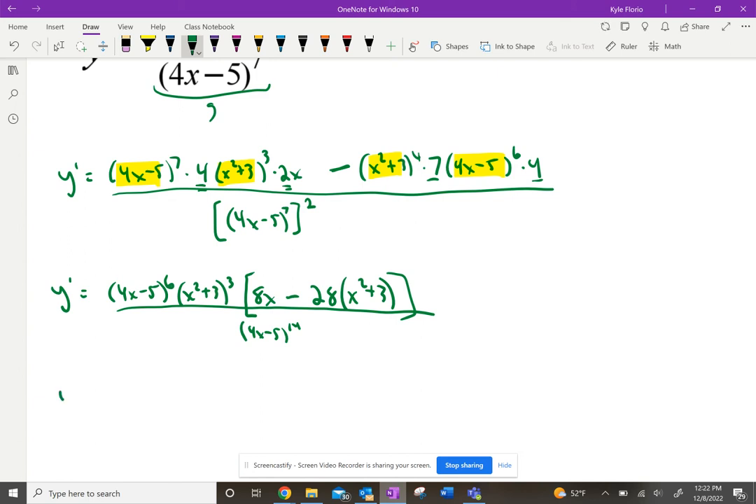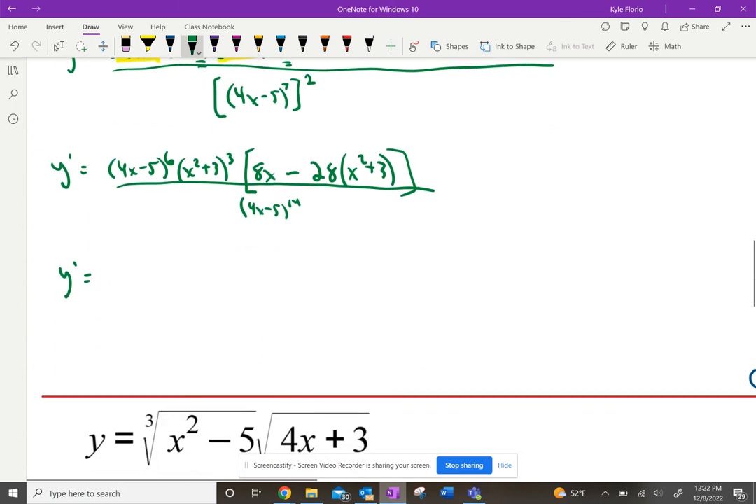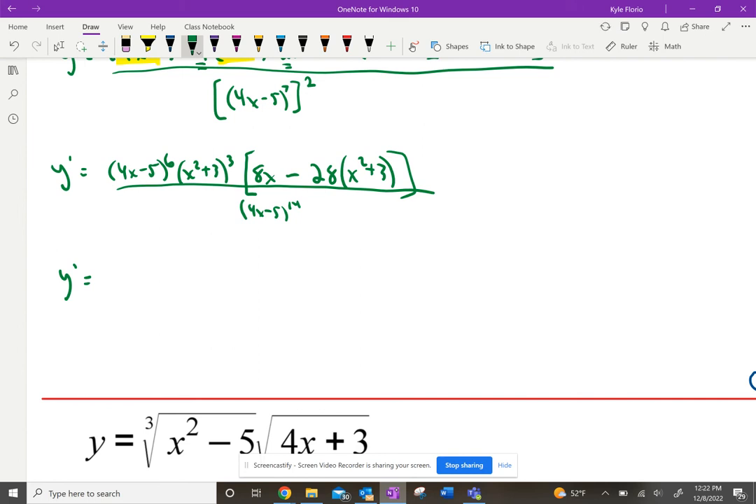Okay, so let's see if we keep going here. Now that this 4x minus 5 got factored out, I can actually do some simplifying here. 6 of these factors are going to kill off 6 of those factors, which is going to leave me with 8 factors, I believe. 14 minus 6 is 8. Yep. So now I just have x squared plus 3 to the 3rd.